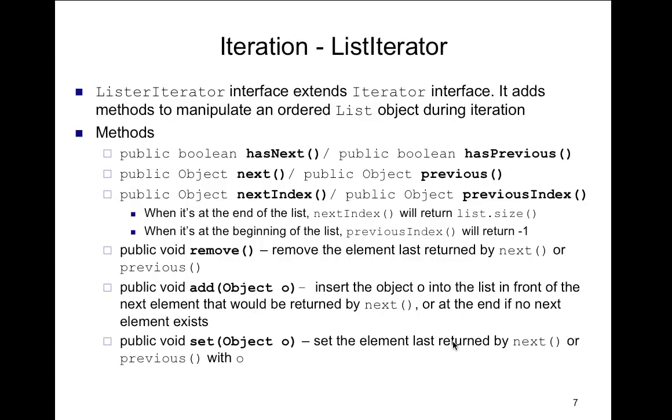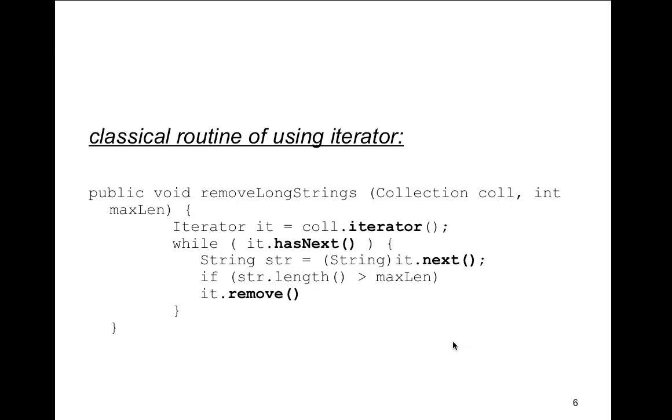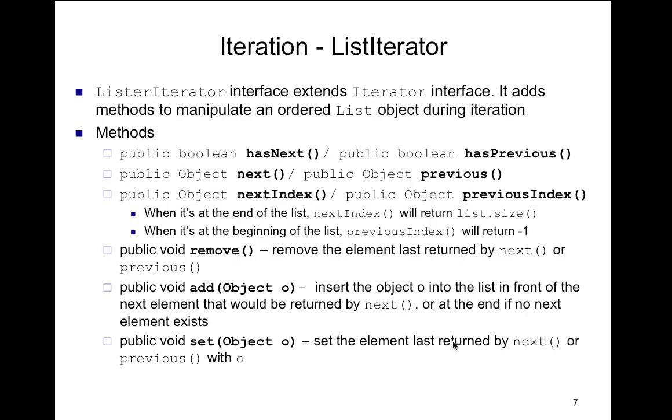We also have a list iterator that allows us to modify the list. So the basic iterator allows us just to go through. We remove an item, but go through and iterate through the list. The list iterator interface extends the iterator interface, so it adds a little bit more functionality. It adds methods to manipulate the order of the list items. So we're actually changing the order, and I'll show you an example of that as well. We're changing the order of those objects during the iteration.